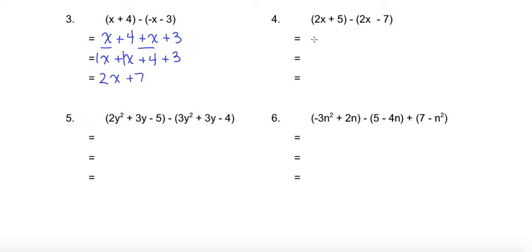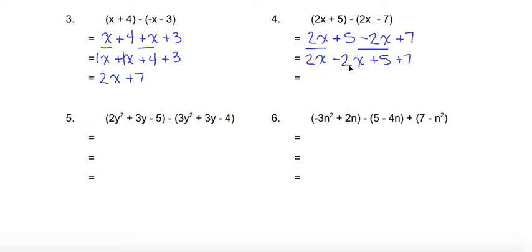Example 4, first bracket stays exactly the same. So first polynomial, 2x plus 5. I'm subtracting, so now I have to write my opposite polynomial. 2x becomes a negative 2x. Negative 7 becomes a positive 7. Now I'm combining my like terms or collecting my like terms, starting with my x's. I have 2x, take away 2x, then my constants, plus 5, and then plus 7.